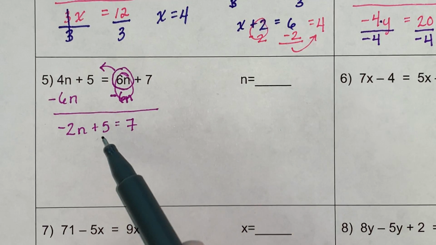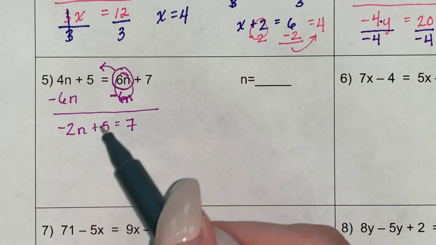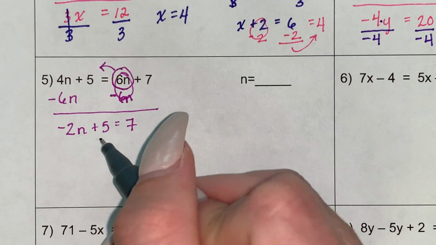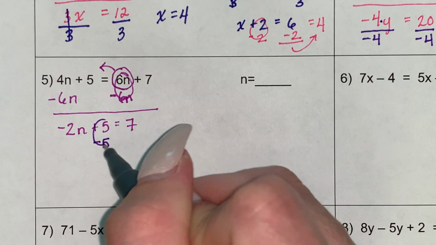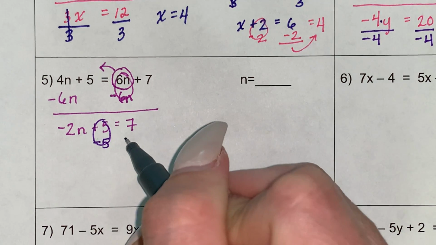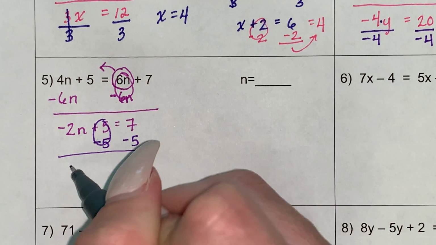Now I want to get the constant terms together. So I want this 5 to be over with the 7. So I need to zero it out here. So I'm going to do minus 5. I'm going to do it on the other side.